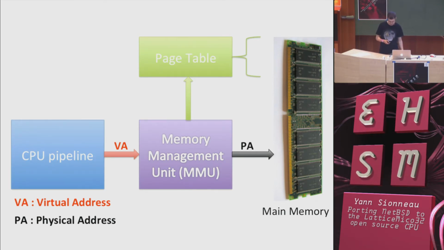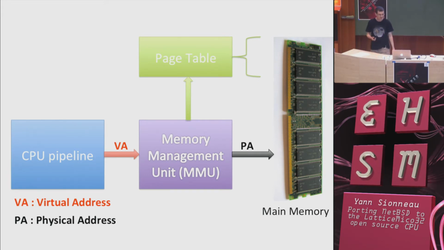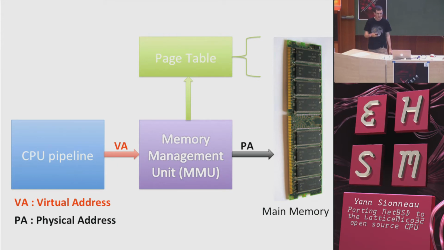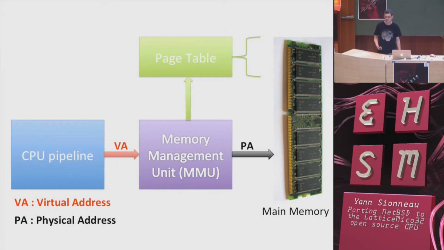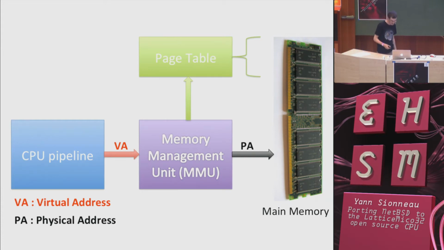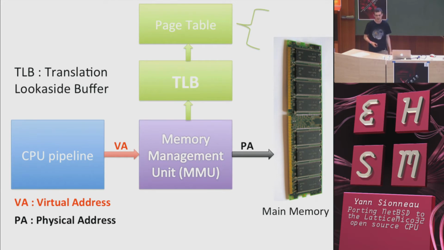But there is something else that you need to notice here. I said previously that accessing main memory was pretty slow. And now I'm saying that every time you need to translate an address, you're accessing a page table in main memory. Isn't it going to slow the CPU down? In fact, yes, but we're not doing this. We're putting a cache in between.